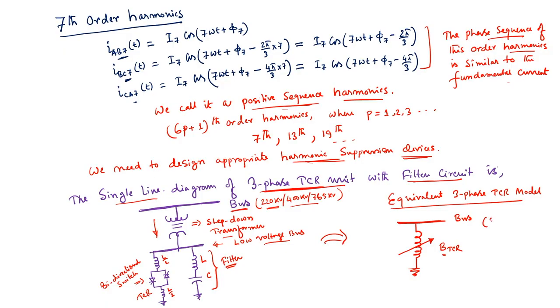This is a simplified representation, and we will solve many numerical problems considering this simplified representation. Okay. Now, this B TCR basically represents the overall susceptance of this TCR unit, and it is variable because we can vary this susceptance by controlling the firing angle. Now, when you represent this we are ignoring the presence of the step down transformer. So, this is without the step down transformer.